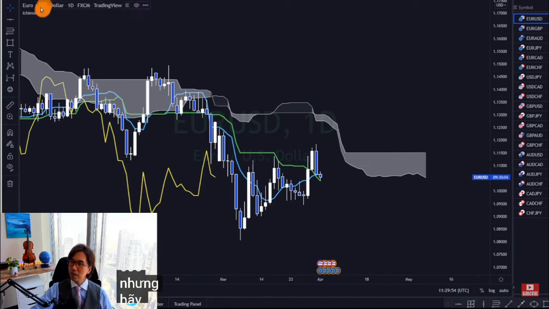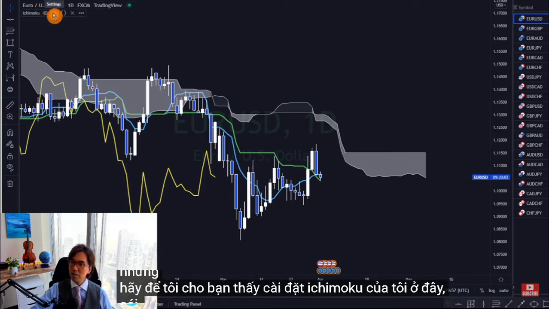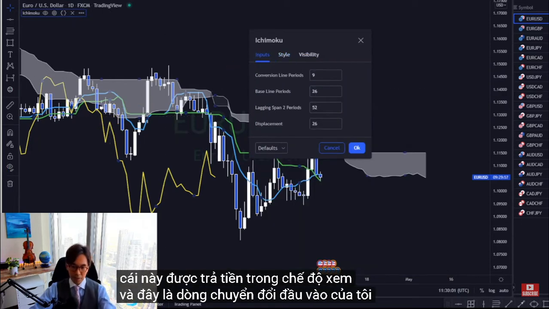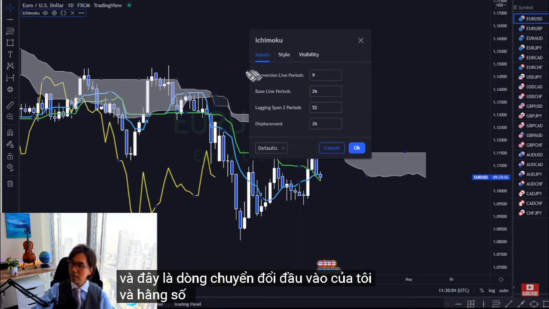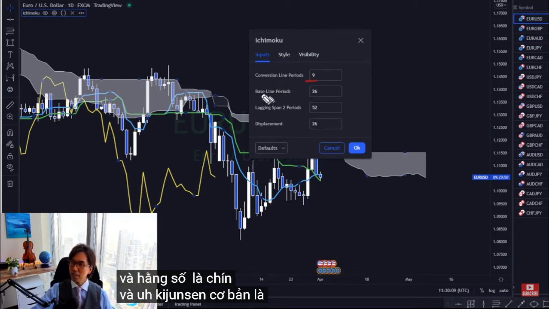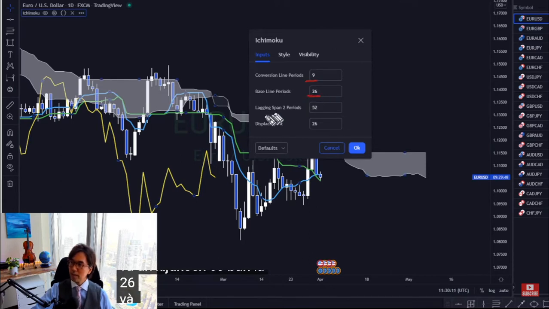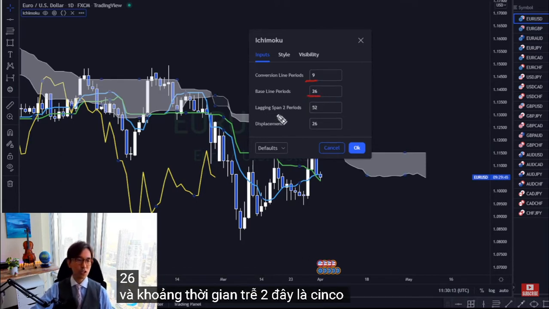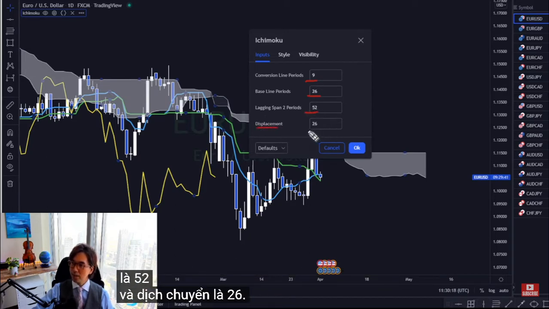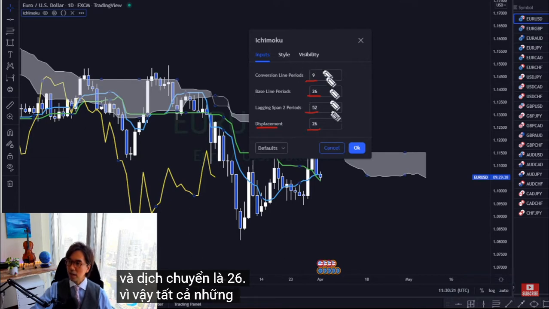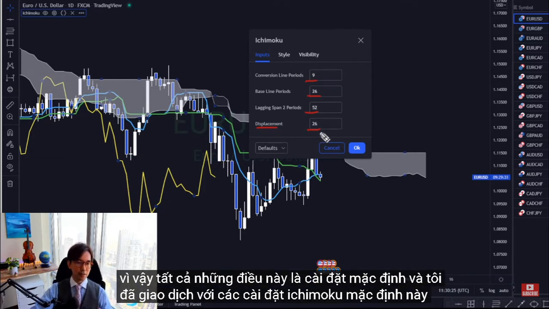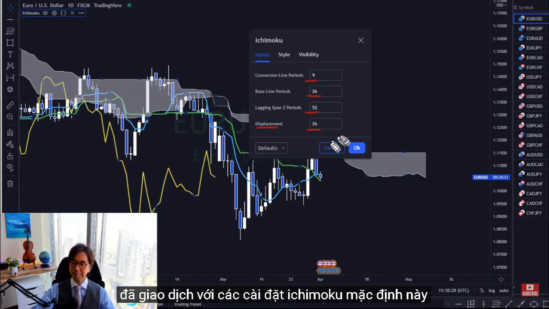But let me show you my Ichimoku setting here. This is TradingView, and here are my inputs. Conversion line, Tenkan-sen, is 9, and baseline Kijun-sen is 26, and lagging span 2, this is Senkou span B, is 52, and displacement is 26. So all these are default settings, and I have been trading with these default Ichimoku settings.